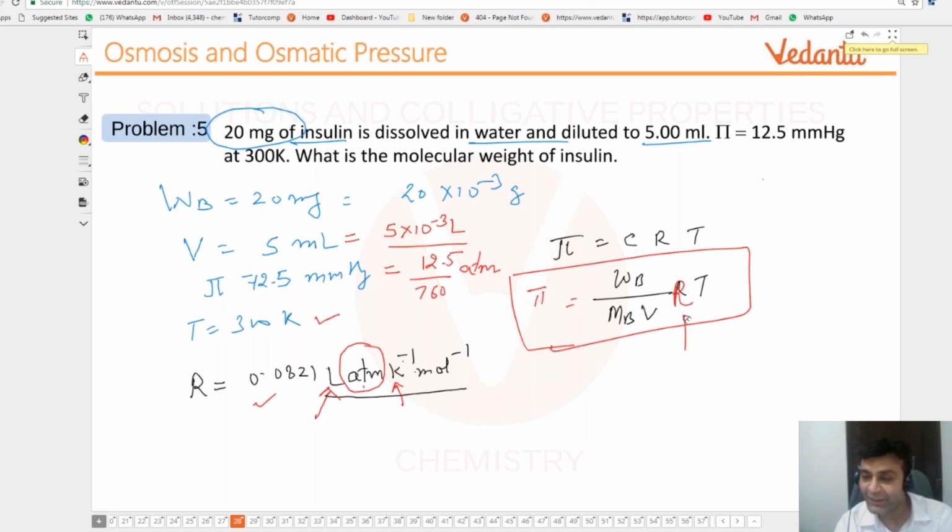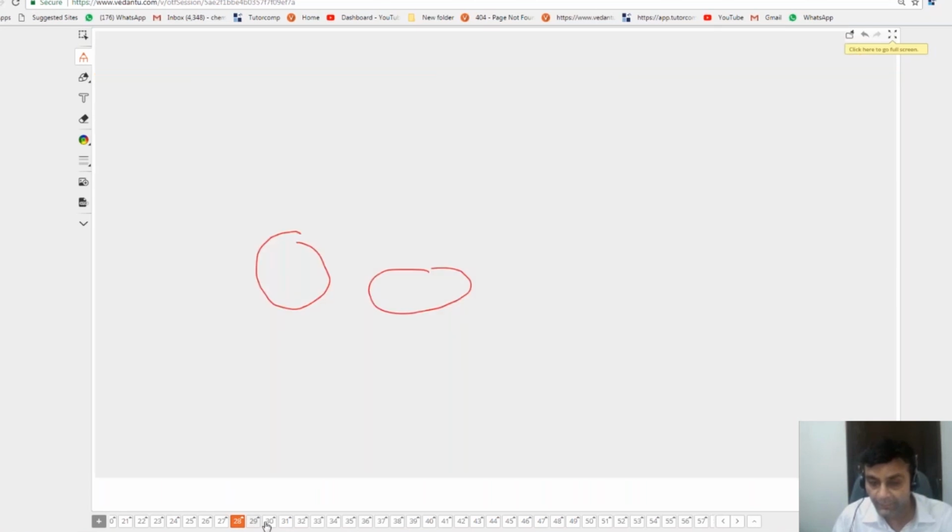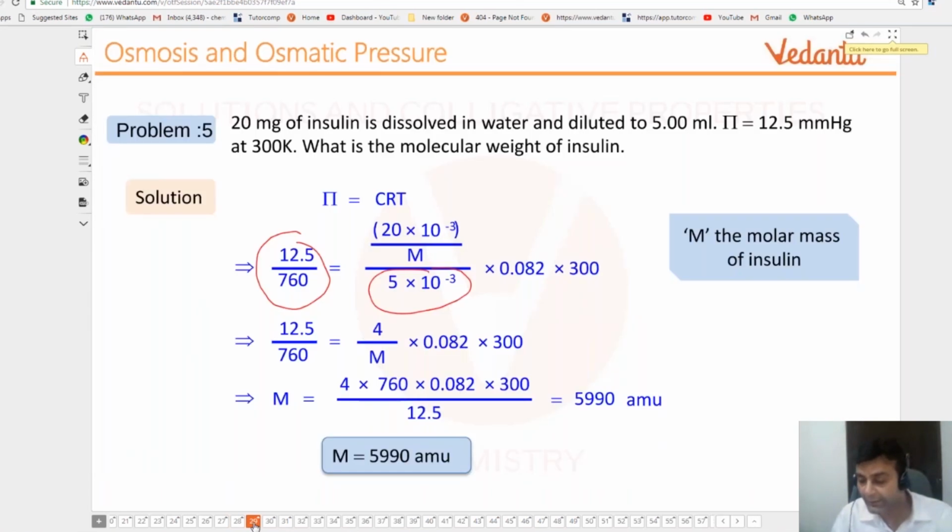This is the value of R. So, which value of R is to be used? This value. These are the units. So the volume should be in liter. Milliliter was given to us, so I converted it into liter. Pressure should be in atmosphere, so wherever the value is given in millimeter of mercury, I have converted it into atmosphere. I hope now it is very clear why I am doing it like this. Okay, fine. Then the final answer goes like this.